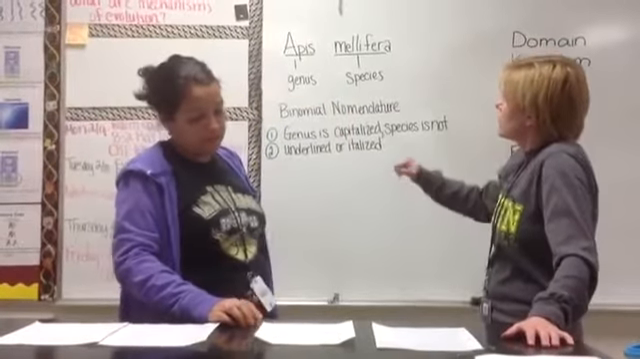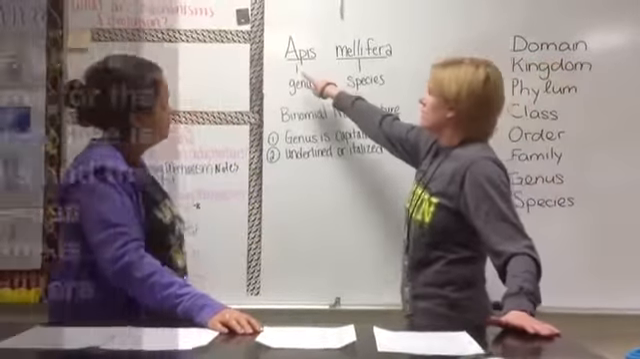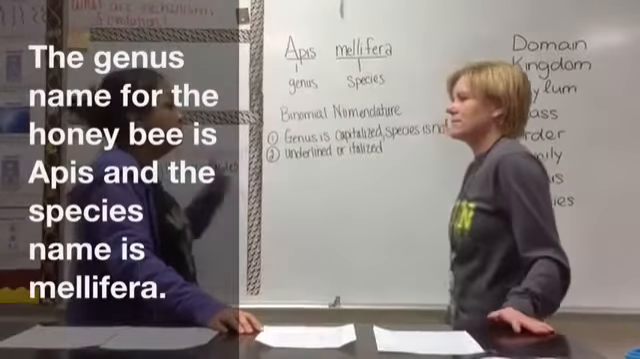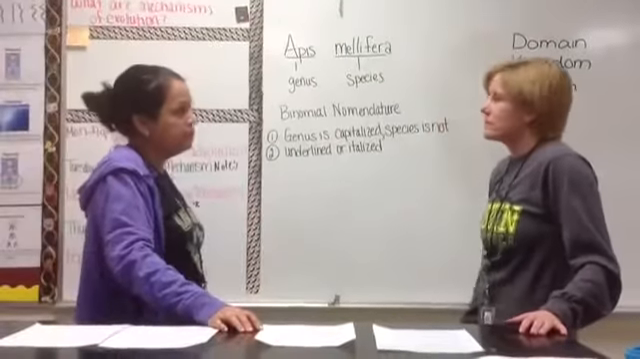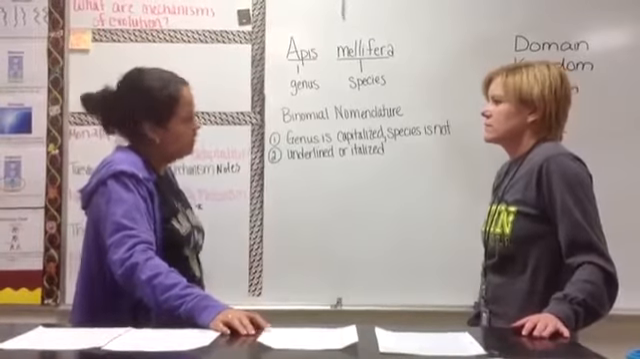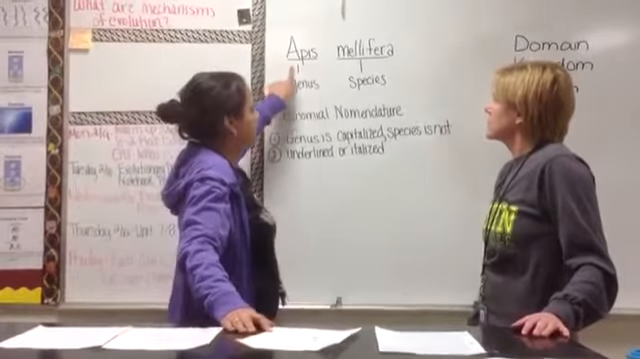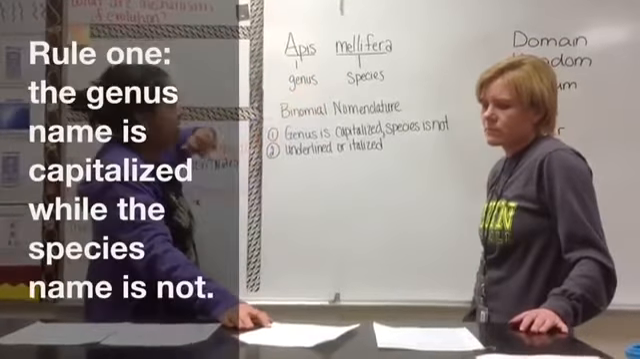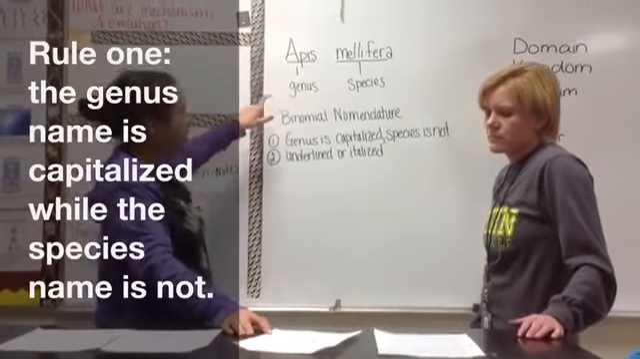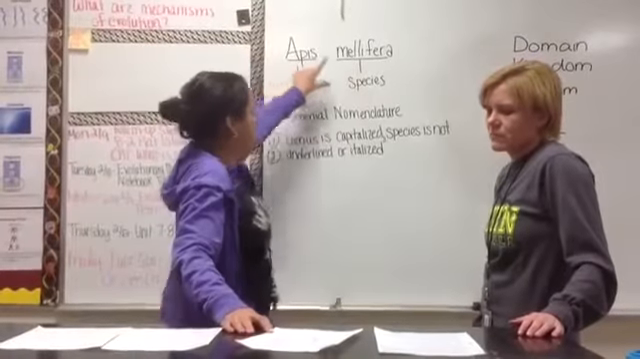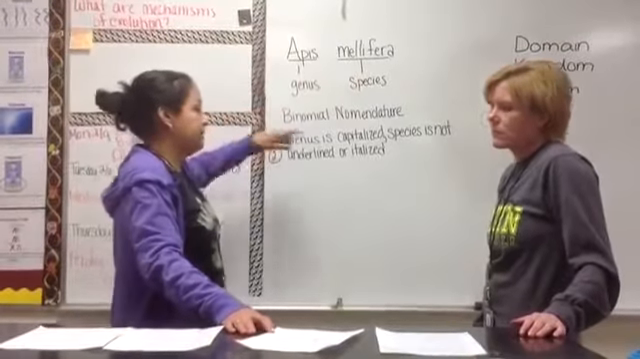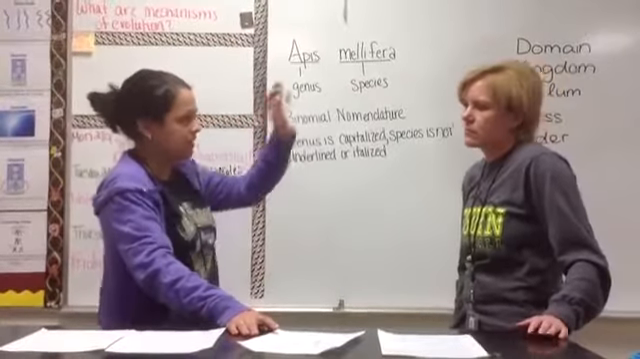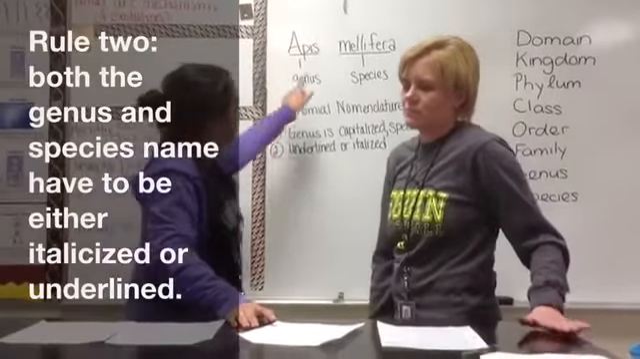Good. I also noticed that the genus is capitalized while the species is not. Is there a reason for that? Yes, there are rules. I do believe Linnaeus came up with these rules as well. The genus will always be capitalized, and the species is never capitalized. There's also a second rule of thumb: the scientific name, Apis mellifera, either has to be underlined or italicized. I just couldn't do a good italicized handwriting there, so I went ahead and underlined it.